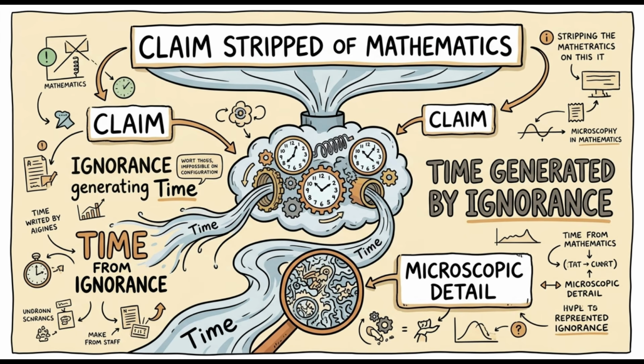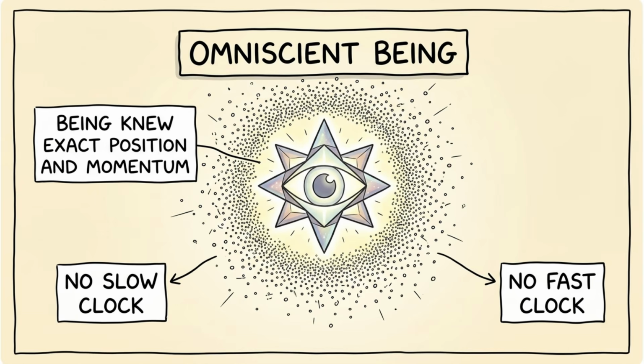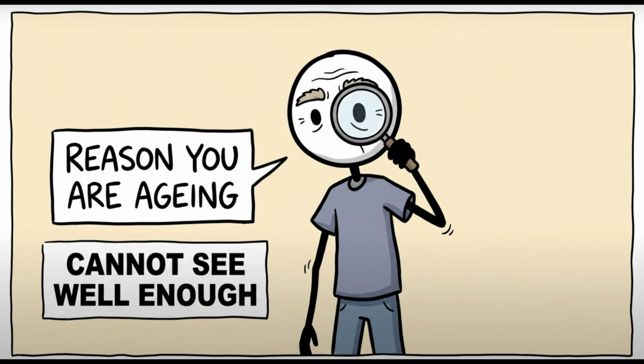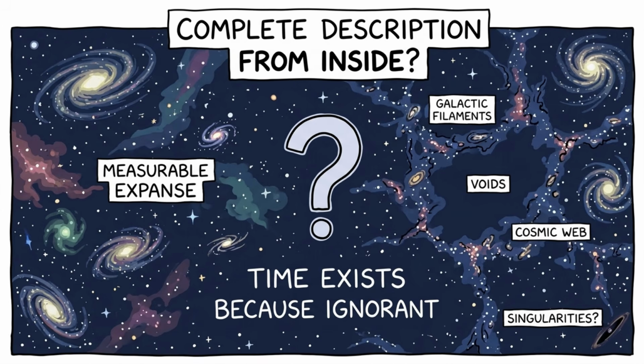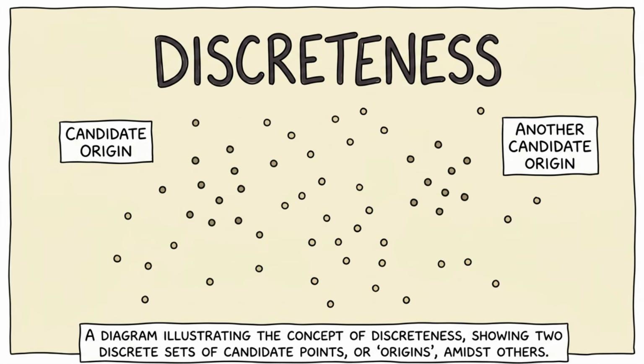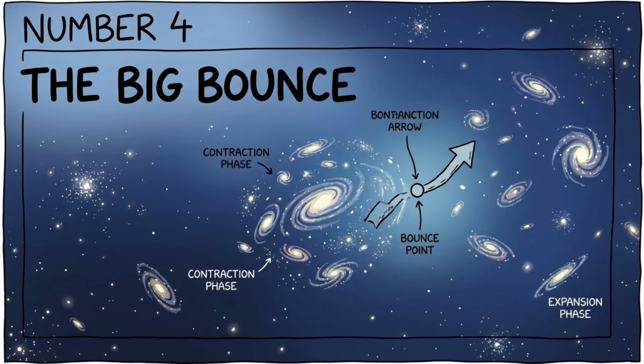The claim, stripped of the mathematics, is that time is generated by your ignorance of microscopic detail. A being that knew the exact position and momentum of every particle in this room would not experience a slow clock or a fast one. It would have no clock at all. On that reading, the reason you are aging is that you cannot see well enough. If time exists because we are ignorant, what does a complete description of the universe look like from inside? Ignorance is one candidate origin. Discreteness is another.